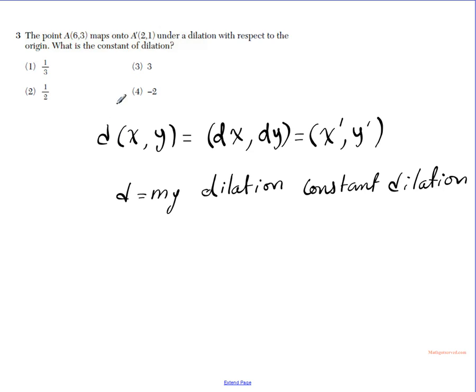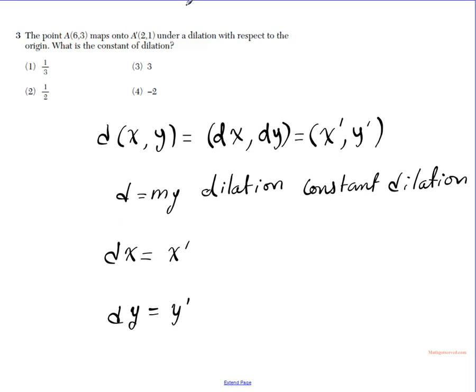Okay? So the question is, what am I multiplying (6, 3) by to get (2, 1)? I know that d times my x will give me my x prime under the dilation, and d times my y, whatever the constant is, will give me y prime under the dilation. So d for both coordinates is always going to be the same. So if I multiply d times x to get my x prime, what is d going to be? How do I find the value of d, which is my constant of dilation?